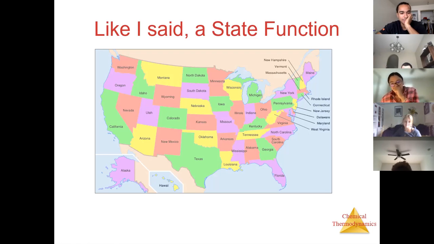We have the states here. It's a state function. A state function says, I don't care which road it took for me to get there, just where I started and where I ended. Those are the only things I need to worry about.